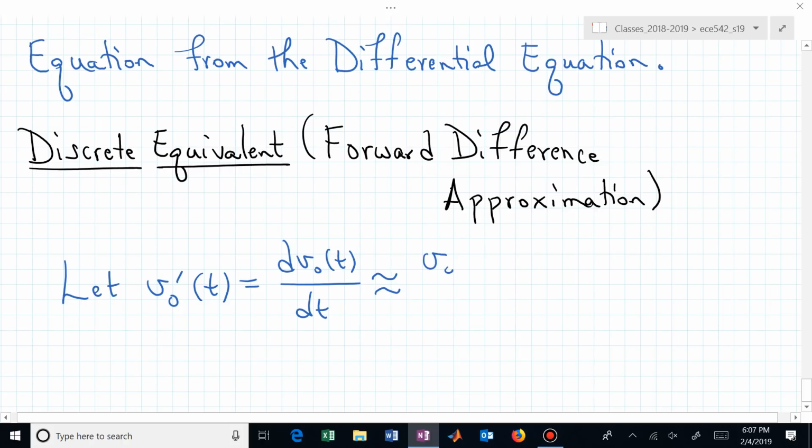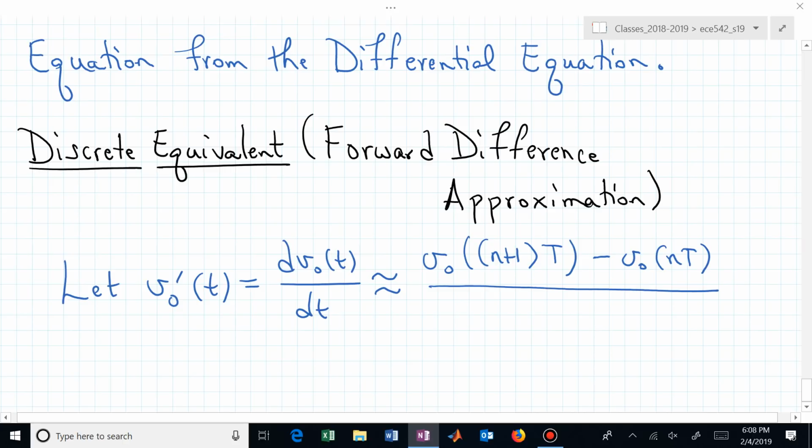Or we now are saying we have a v sub 0 of n plus 1 sample periods. What is my output voltage at that point in time minus v sub 0 of nT? That's my small change, or that's my dV approximation in the discrete time setting. I'm now just slicing and dicing everything according to this sample period, capital T. That will now be over a consistent dt, which is now n plus 1 times T minus nT.